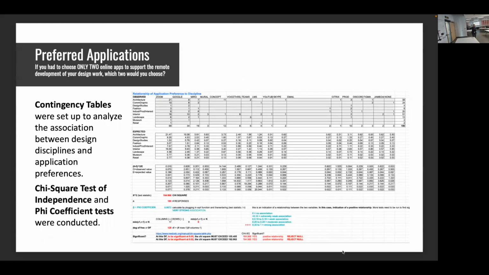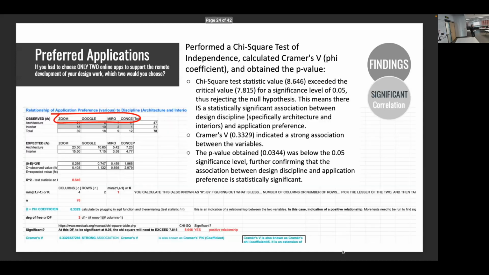Okay, so digging in further, this was kind of the initial sheet, and it's hard to read, but when you see something that says you rejected your null hypothesis, that's good. That means that you have a positive relationship. Well, it depends on what question you're asking, but it's telling you you have a relationship. I was like, oh, okay, this is interesting. Then I was thinking back to, okay, what were the things that were rated high? Who was my sample mostly? It was mostly architecture and interiors. So I started digging in further.